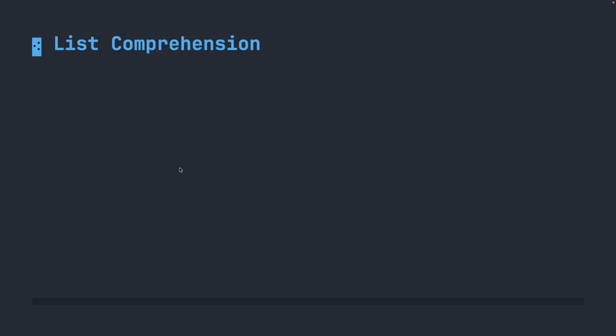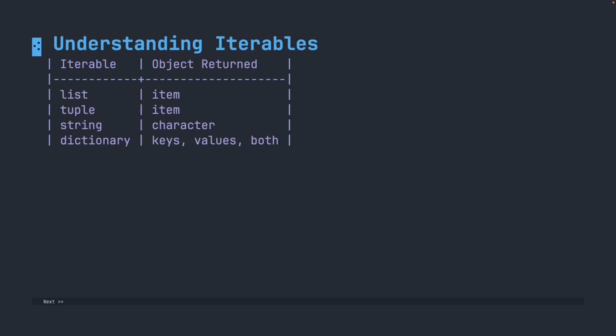Hi everyone. Today we're going to talk about list comprehension. In order to understand how list comprehensions work, we need to talk about and define iterable. An iterable in Python is any object that can return one component at a time. So we've actually seen some examples of these before.